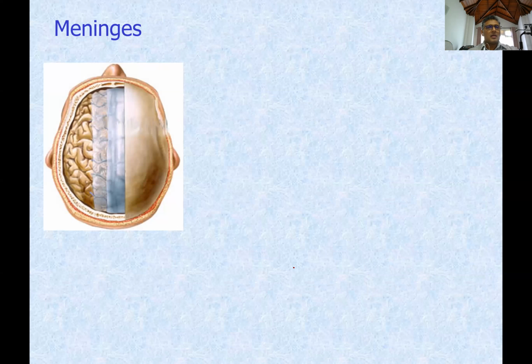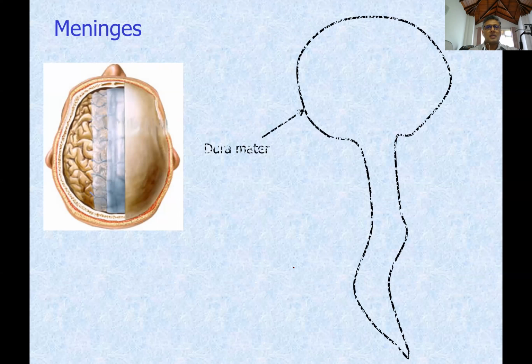So the brain is covered with meninges. Meninges are coverings around the brain and around the spinal cord for protection. There are several layers of meninges. There are 3 layers of meninges actually. The outer layer is called dura mater, and this dura mater is attached to the inner aspect of the bone.